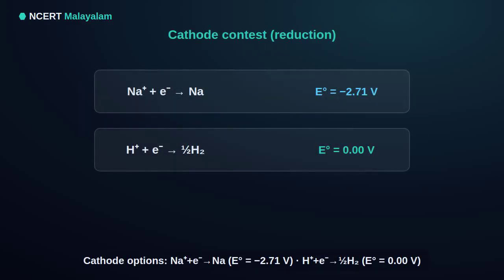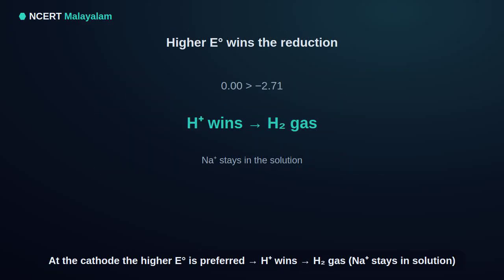At the cathode, reduction takes place. There are two options. The sodium ion plus an electron gives sodium metal, with a standard electrode potential of minus 2.71 volts. The hydrogen ion plus an electron gives half a molecule of hydrogen gas, with a standard electrode potential of 0 volts. Reduction is won by the species that grabs electrons more easily, that is, the one with the higher standard electrode potential. 0 is greater than minus 2.71. The hydrogen ion wins and hydrogen gas forms. The sodium ion stays in solution.